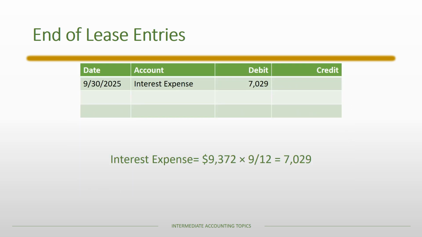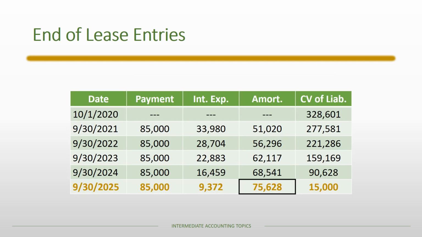The first journal entry is to record that final payment. The interest expense, of course, is the remaining portion, the 9/12 that accrues in 2025. We also have to think about the amortization of that lease liability. And so similar to what we had done before, the entry to the lease liability account is going to be a function of both the amortization and any previously accrued interest against that account. And so the amortization is $75,628 taken from the last line in the amortization table.